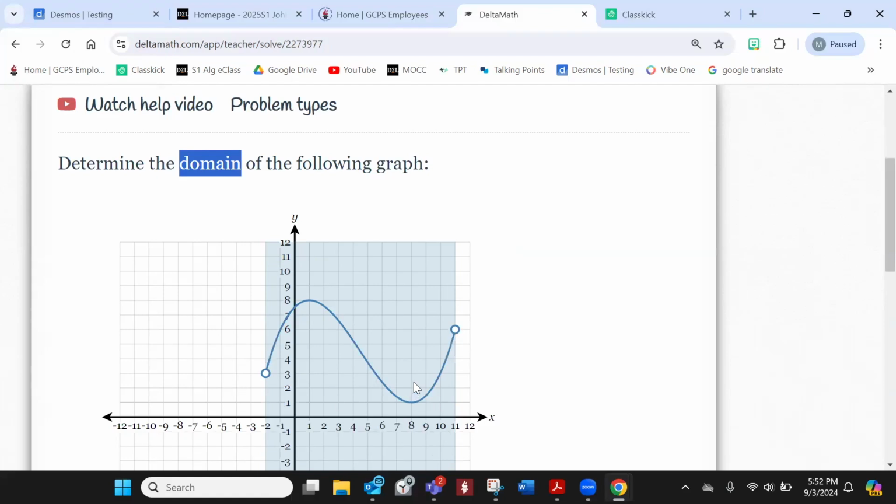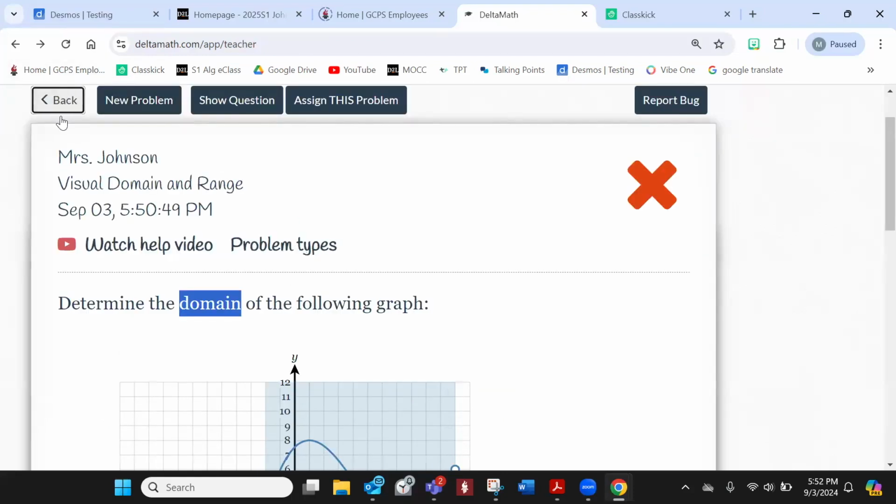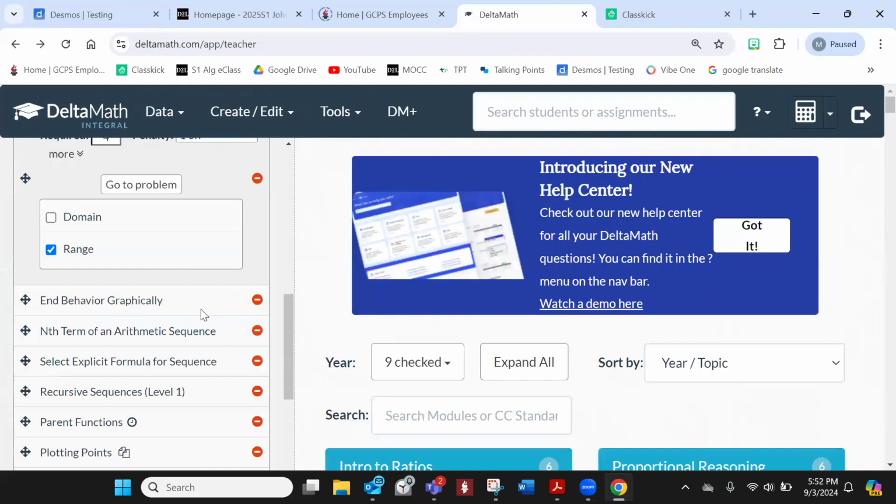But I'm not gonna do another one because the range is correct. If this said range, it would be from 1 to 8, if that makes sense. It just said domain. So pretend as if it didn't say domain and it said range. I just forgot to hit problem types. All right, so let's move to another one.